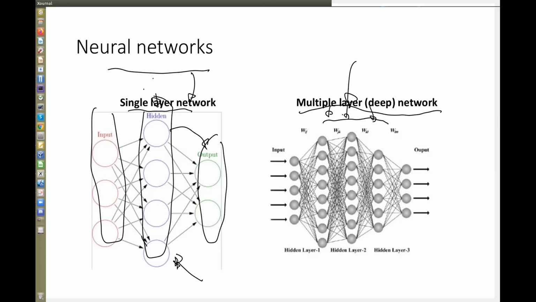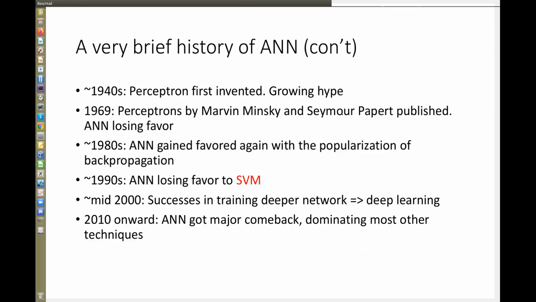Okay, let's look at a brief history of ANN here. As I mentioned, this is super brief, by the way. Neural networks are not new. People have thought of artificial neurons for many decades already, back in the last century, in the 40s. So they have this perceptron.